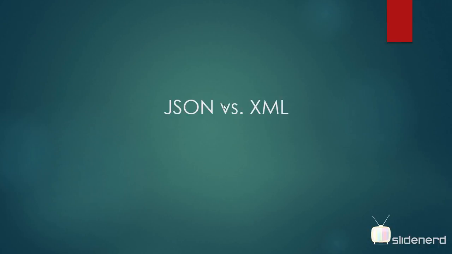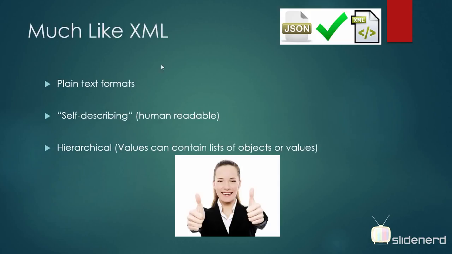Now let's compare JSON and XML. As you saw, JSON is a plain text format just like XML. It is human readable, which you could easily do, and it is hierarchical, which means you can have several lists of objects or values within one another. And I'll of course show you that with a real JSON feed and show you how to read it.